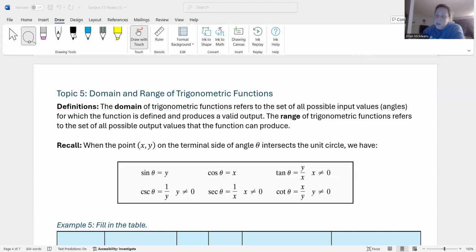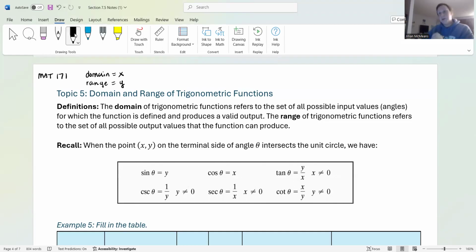So back when we were in Math 171, we said, okay, the domain, we already know that that's the input, and we would say, okay, that's X. The range, we would say, okay, well, the range is the output, which is Y. We need to separate ourselves from that thinking when we're talking about the domain and range here, okay? When we're talking about the domain in Math 172, when we're talking about these trig functions, we need to understand that the domain is theta, and the output is some ratio.